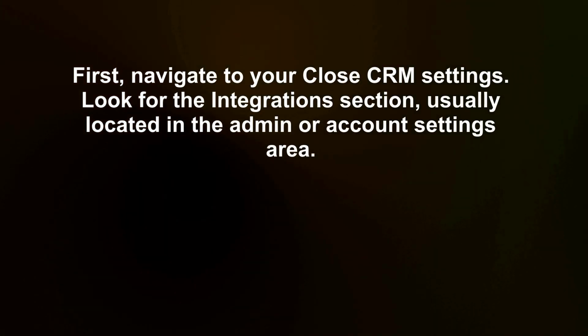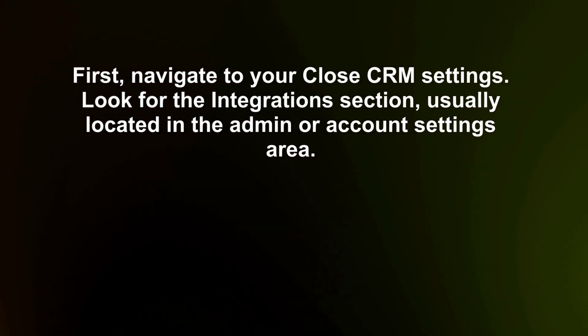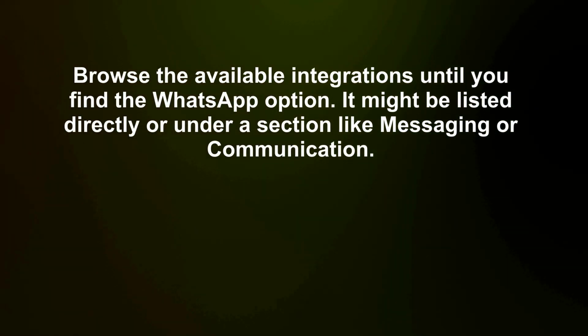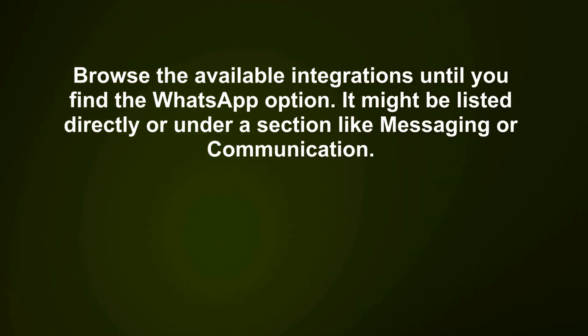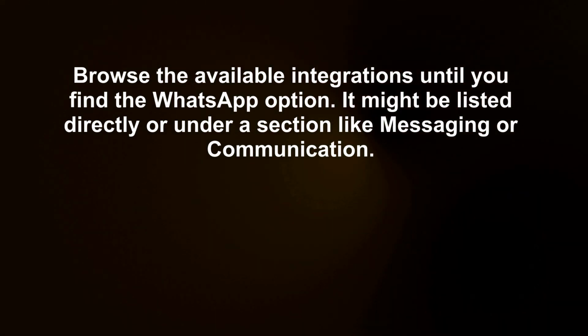Look for the Integrations section, usually located in the Admin or Account Settings area. Browse the available integrations until you find the WhatsApp option. It might be listed directly or under a section like Messaging or Communication.